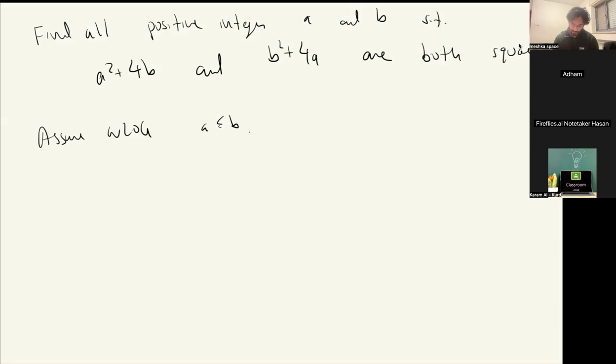We know that B squared plus 4A is always bigger than A squared plus 4B. So this one will be bigger, but this one you can basically trap between two squares, right? Because this one is at least B squared. Well, it's strictly more than B squared, and it's less than or equal to B squared plus 4B, which is less than B plus 2 squared.